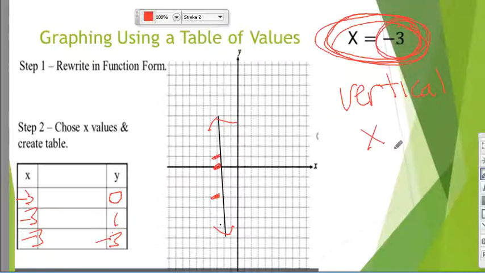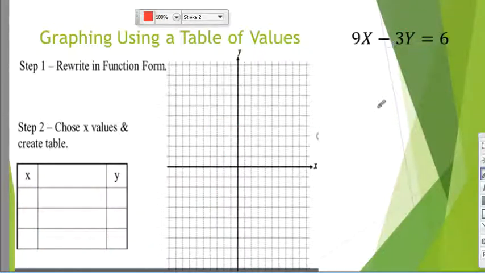Okay? So that's a couple of special kinds of lines that you need to know how to graph. So with that said, you guys are ready to try some of these on your own. These are your 3 quiz questions. So this is question number 1. This is question number 2. And this is question number 3.